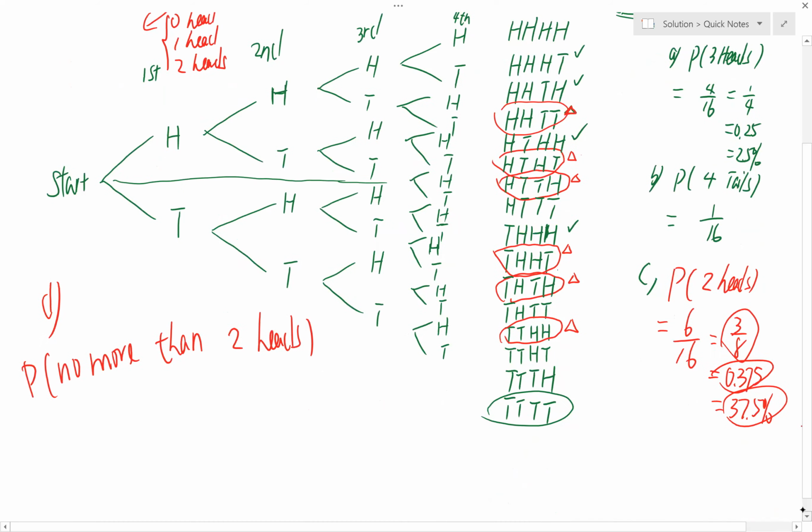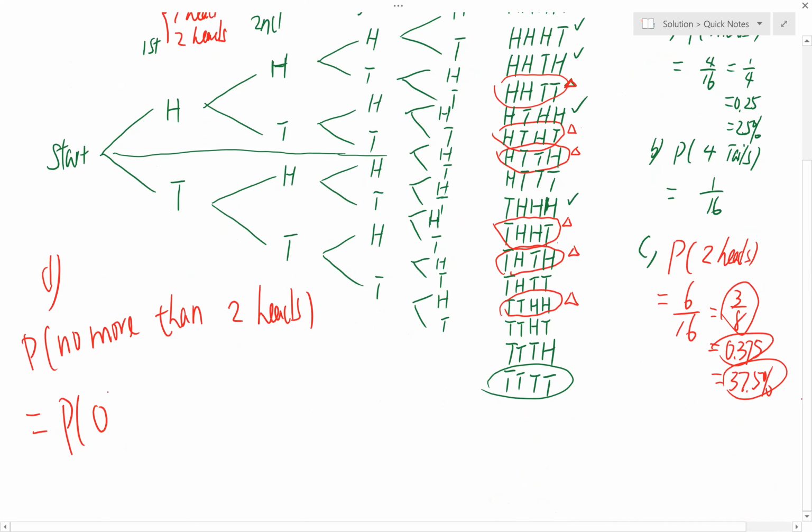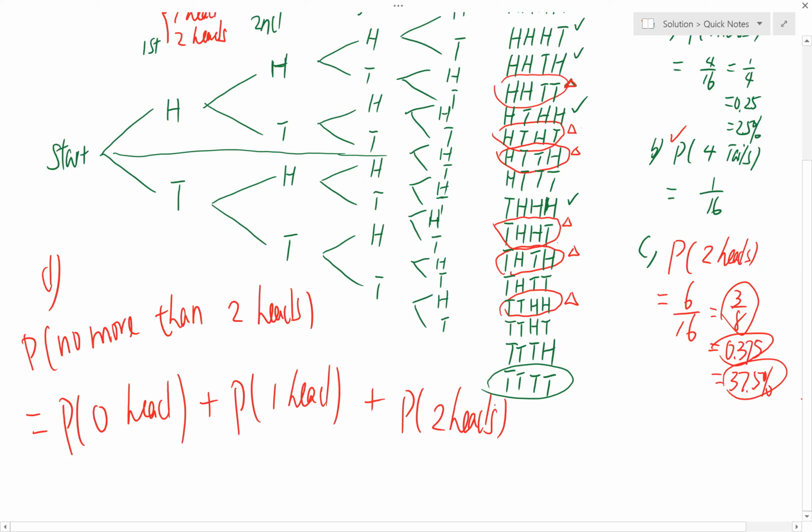So it's basically probability of 0 hats. We already calculated that, right? All 4 tails is 0 hats. Plus probability of 1 hat, plus probability of 2 hats. Some of them we already did the calculation for. So 0 hats is 4 tails, 1/16. And we also know 2 hats because we just calculated that, right? So it's 3/8 or 6/16. It's slightly easier. And we just have to find out 1 hat.